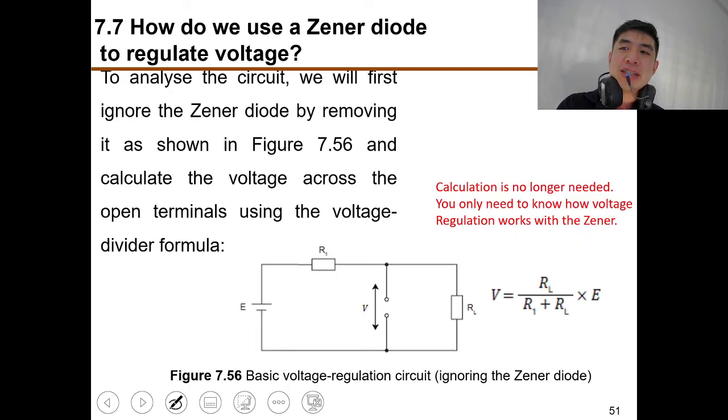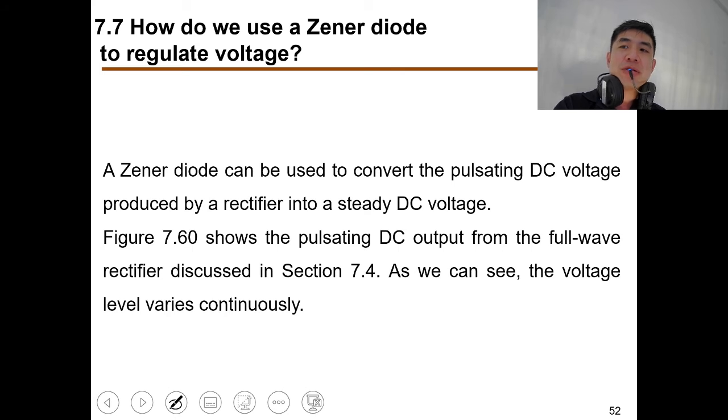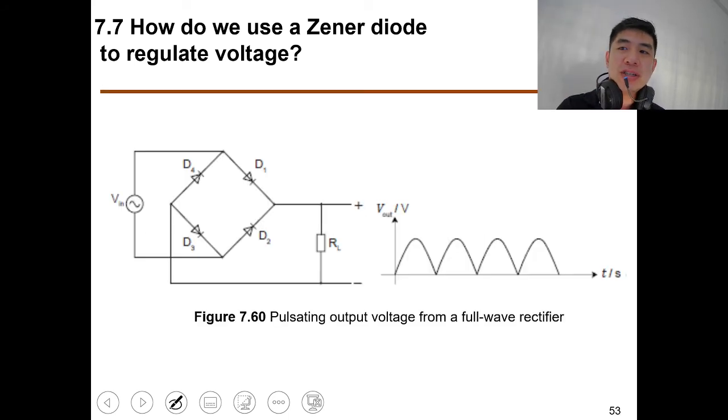Okay, so to analyze the zener, this one you don't need to know already. But basically you need to know how the voltage regulation works with the zener. A zener can be used to convert this DC voltage produced by a rectifier into a steady DC voltage. Let me show you how it works.